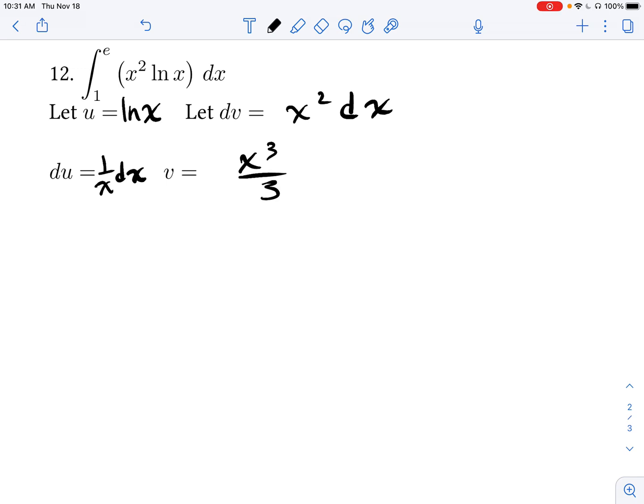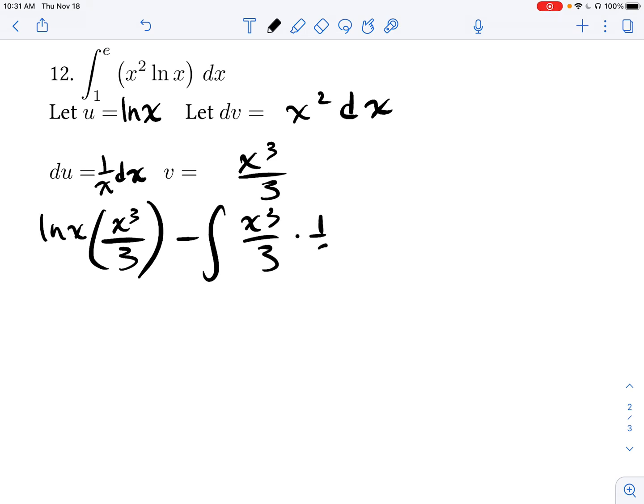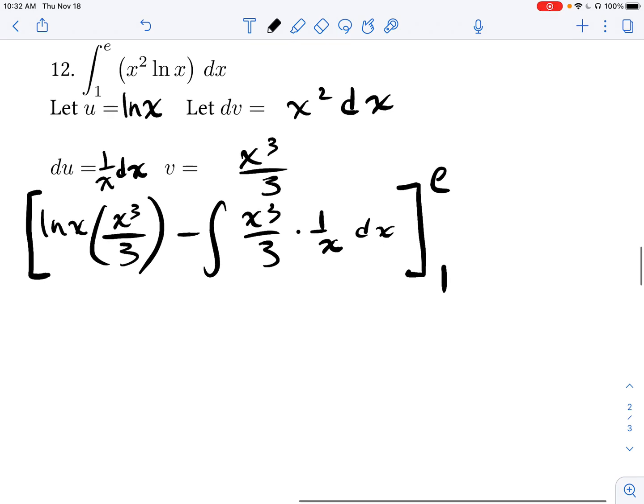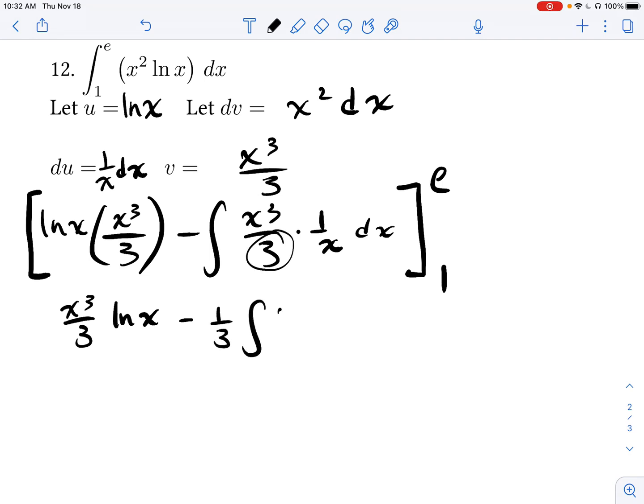So ultraviolet voodoo, we'll say natural log of x times x cubed over 3 minus the integral of v du. And we're going to evaluate all of this at the bounds e and 1. Okay? So let's finish integrating this first. So we've got x cubed over 3. I'm just going to rearrange the terms. Minus, and I'm going to move this 1/3 to the outside. So minus 1/3, the integral of x squared dx.